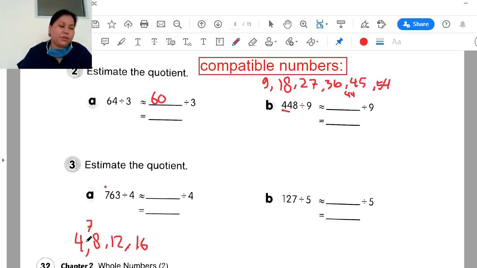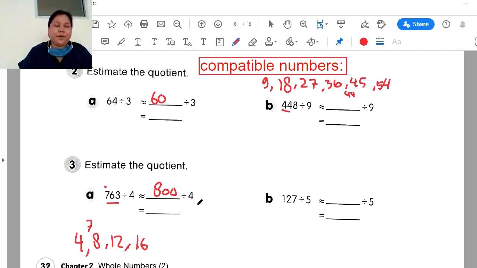Now 7 is between 4 and 8, and it is closer to 8. And how many digits are there? 3. So we put all the rest with 0 to make a 3 digit number. Right? Now we have the rounding. And I leave it for you to divide it on your own.